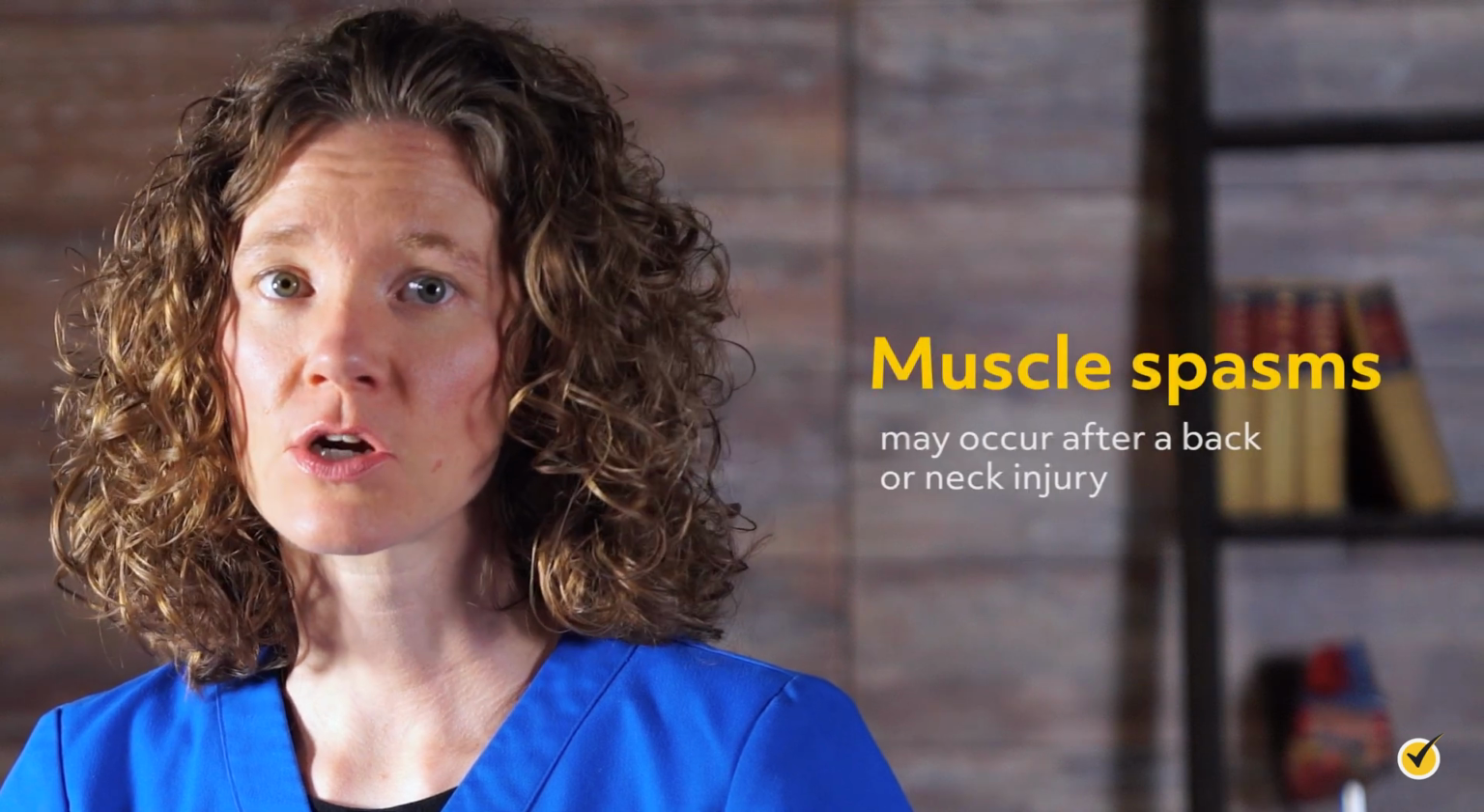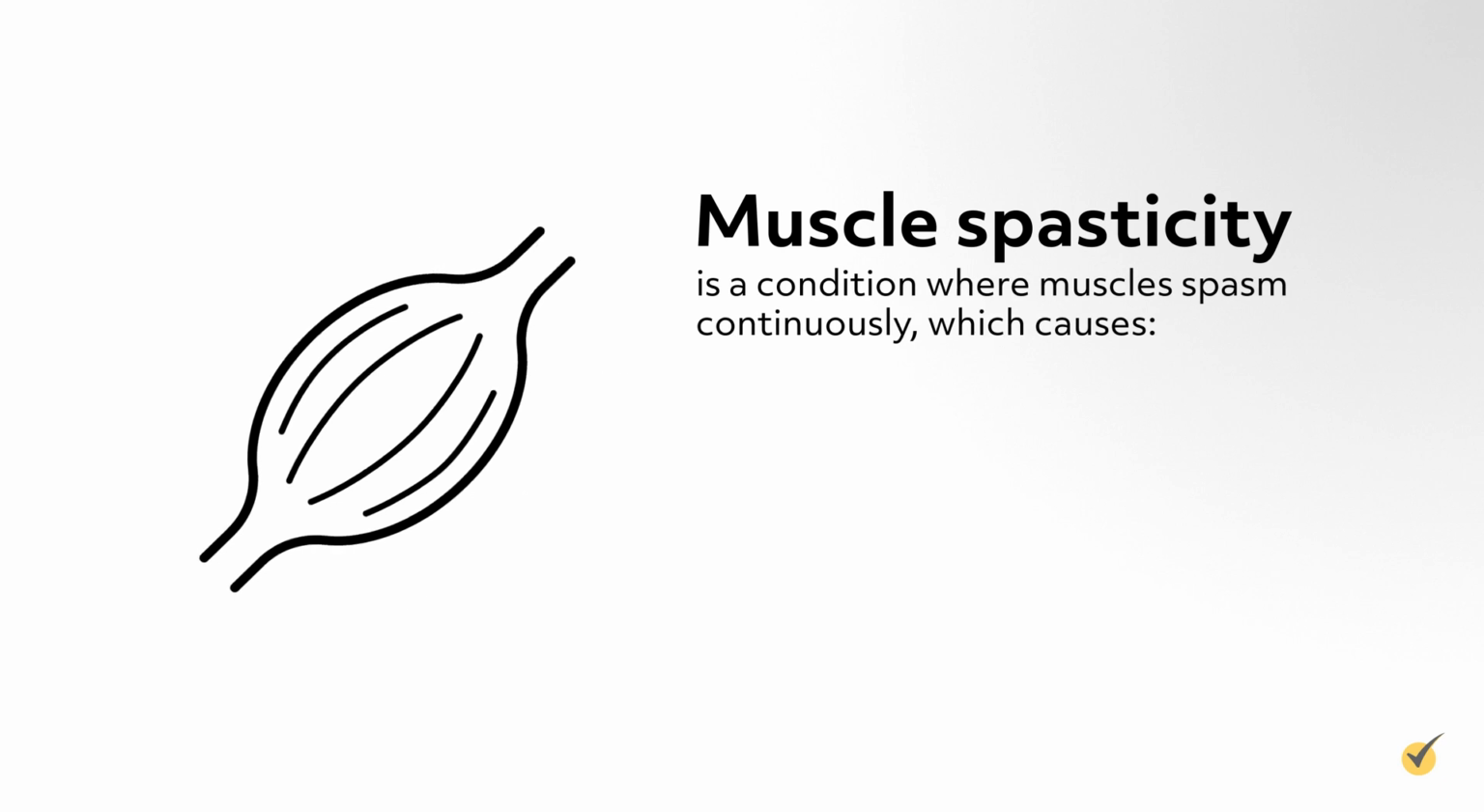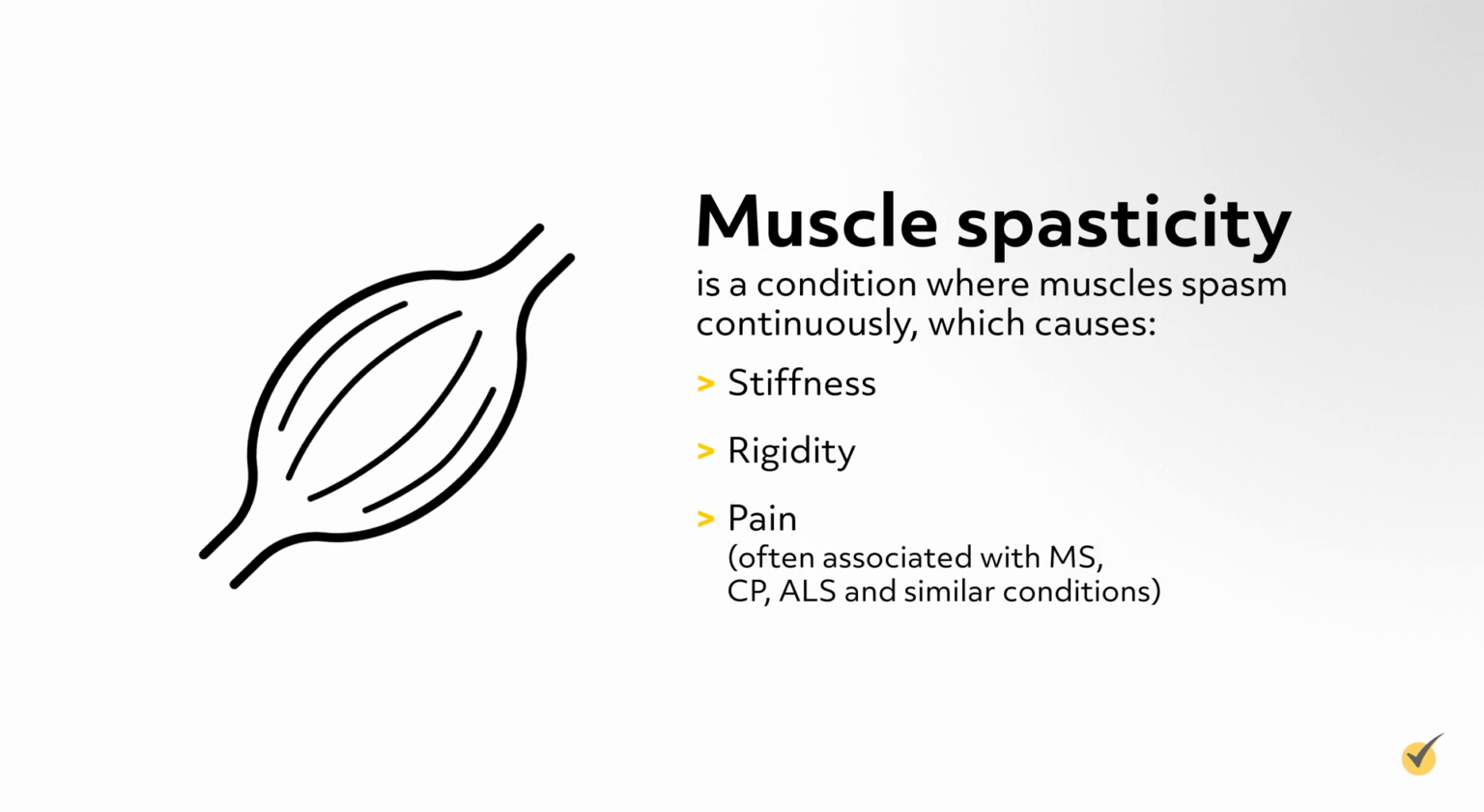Muscle spasms may occur after a back or neck injury. Muscle spasticity is a condition where muscles spasm continuously, which causes stiffness, rigidity, and pain, but is often associated with MS, CP, ALS, and similar conditions.